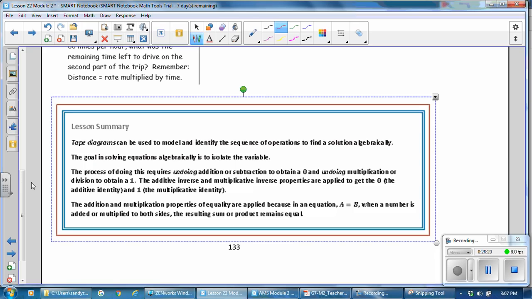The process of doing this requires undoing addition or subtraction to obtain 0, and undoing multiplication or division to obtain a 1. The additive inverse and the multiplicative inverse properties are applied to get the 0, which is the additive identity, and the 1, which uses the multiplicative identity. The addition and multiplication properties of equality are applied because in an equation A equals B, when a number is added or multiplied to both sides, the resulting sum or product remains equal.